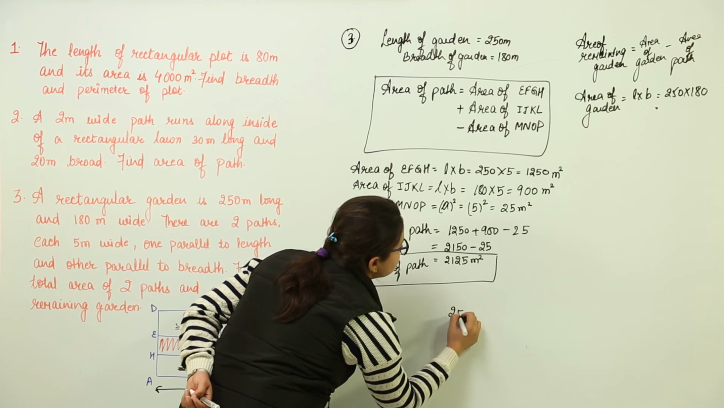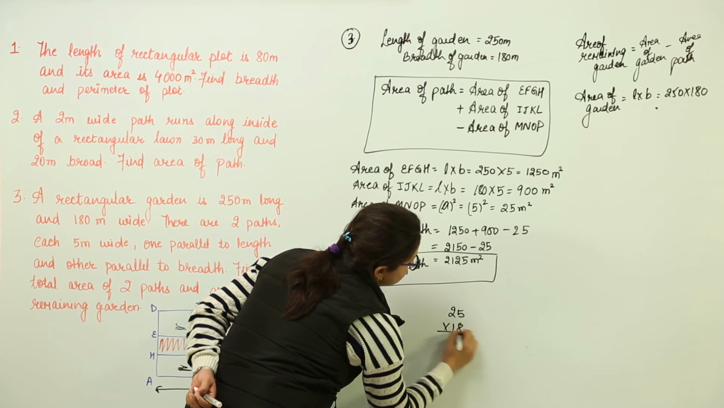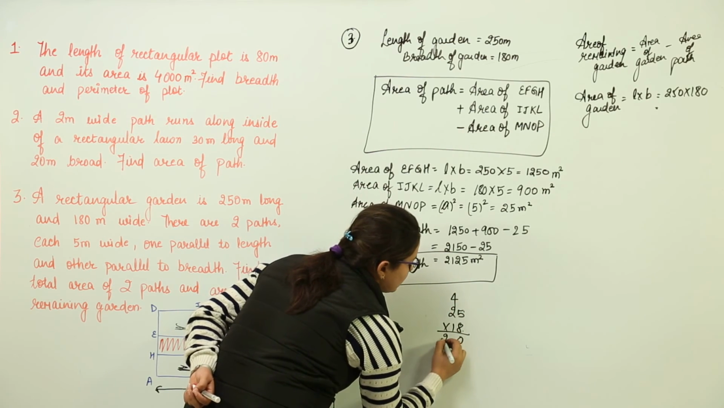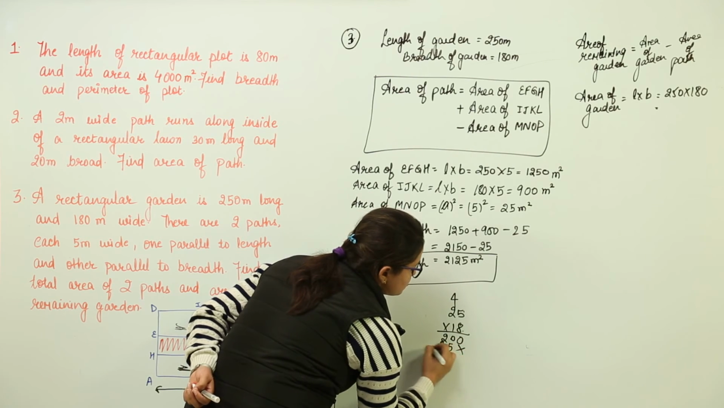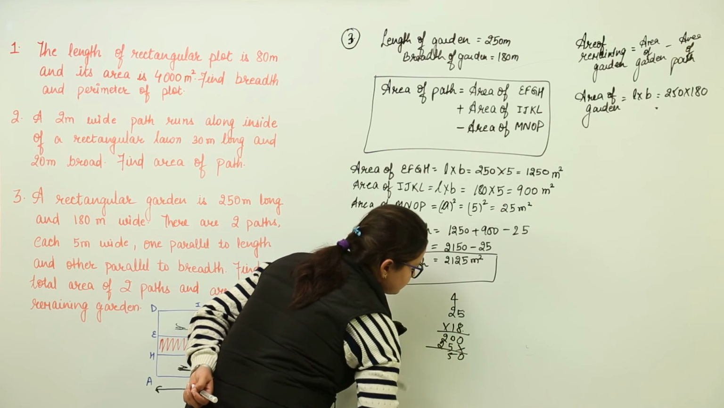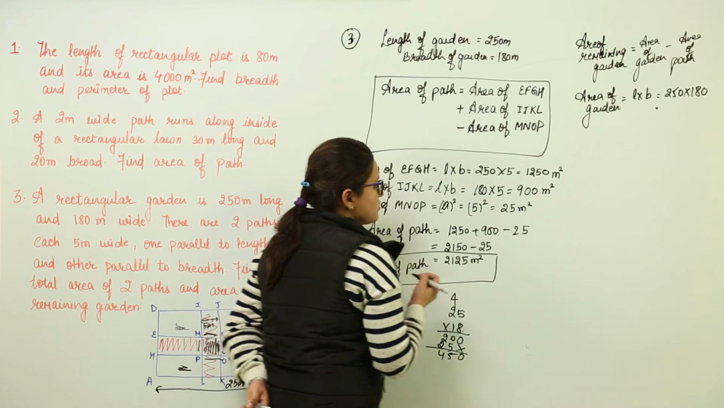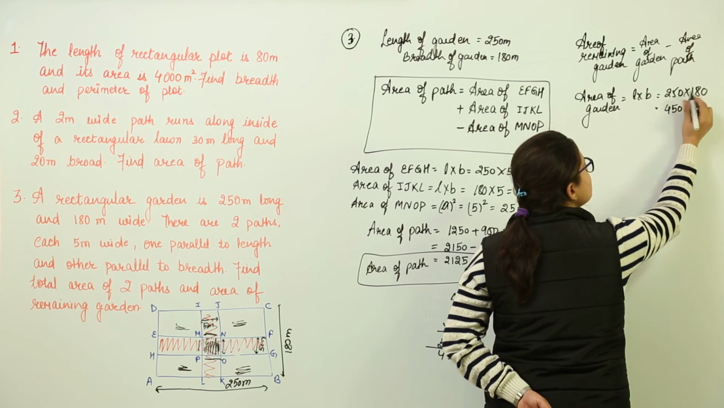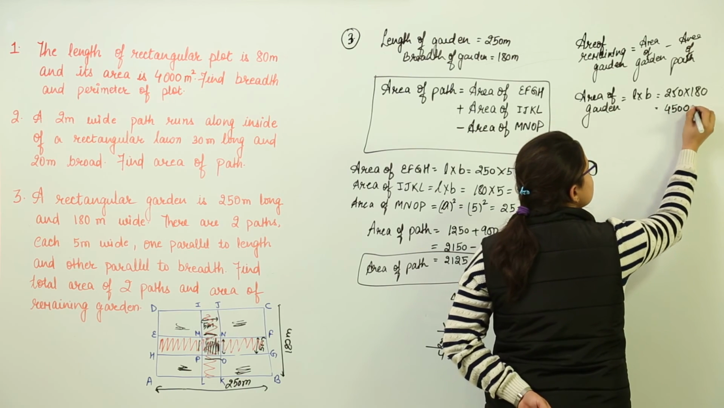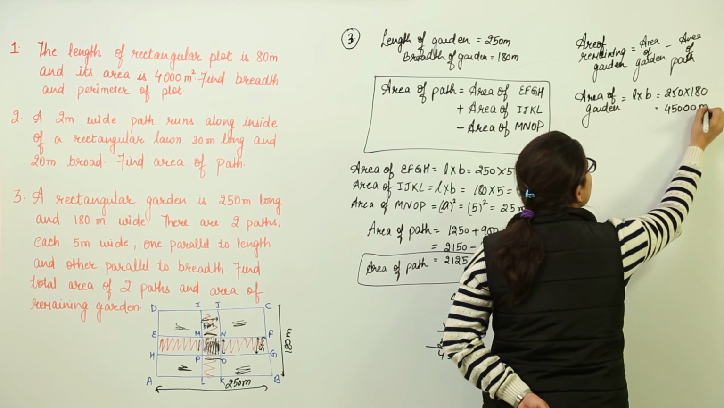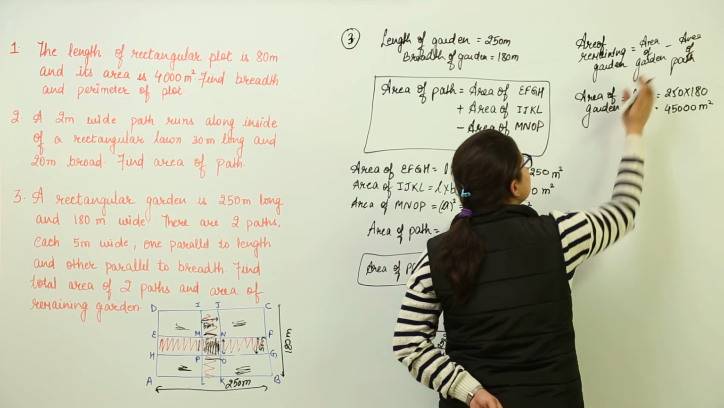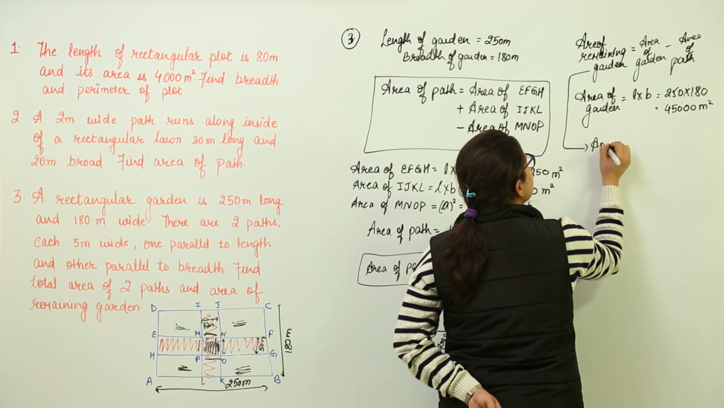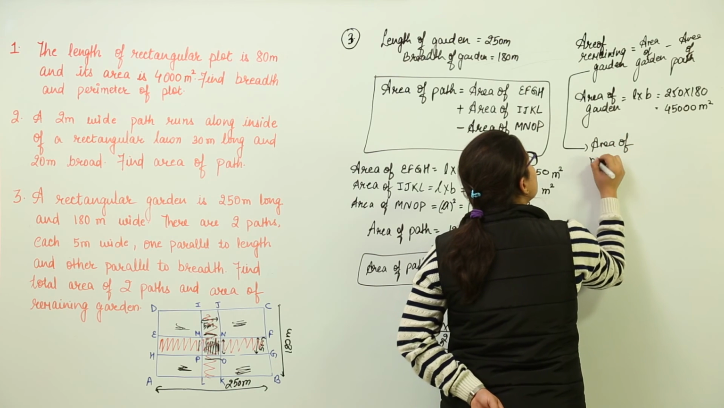Let us find that out. 25 into 18. 8 times 5 is 40. 4, 8 times 2 is 16 and 4 is 20. 5 and 2 you get 0, 5 and 4. So you get 450 and the 2 zeros that I had not included in multiplication. So this is the area of garden, 45000. Now we are going to subtract the two areas. So we get from here the area of remaining garden.